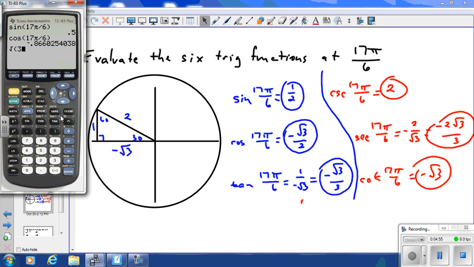Negative square root of 3. Forgot the negative in there. Let's insert it. Divided by 2. Same decimal. Okay, so that's showing you that that's what this is equal to.